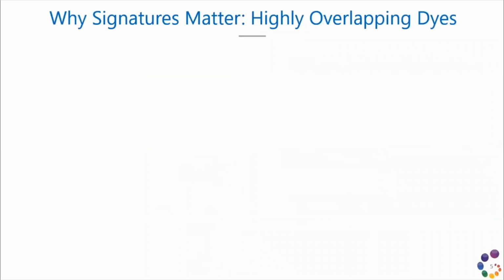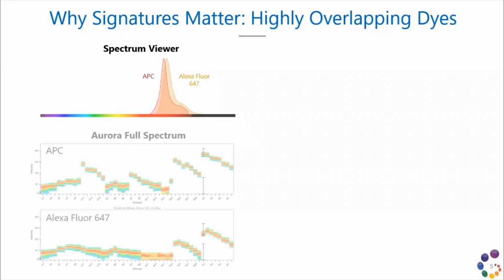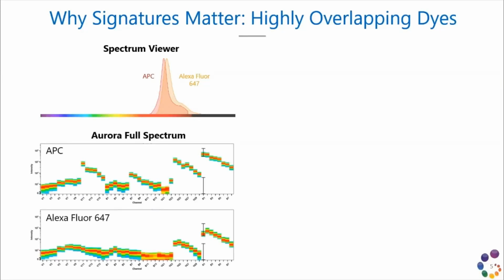These signatures matter for us because they allow us to use highly overlapping dyes together, so long as they have some difference in their signatures on our system. As an example, let's look at APC and Alexa Fluor 647. If you were to run these on a conventional system, where you are only collecting the light for these with a single detector and a single bandpass filter, you might find that these dyes look the same on that system, and you cannot tease them apart. However, when you are collecting that light across as many as 64 channels for our 5-laser system, you might see some differences between these 2 dyes.